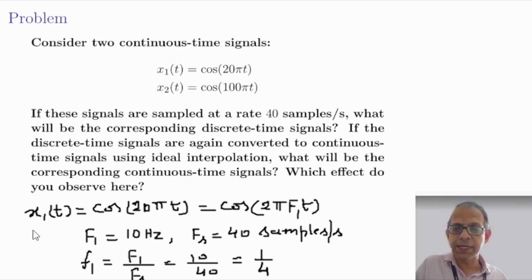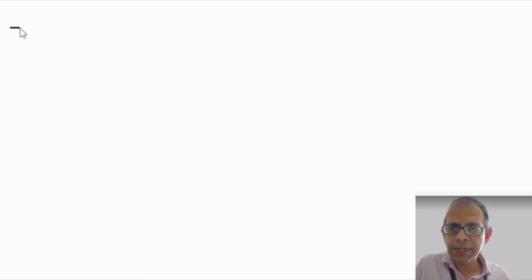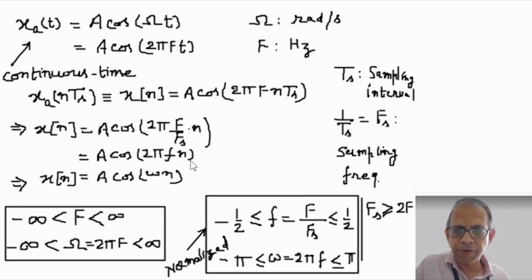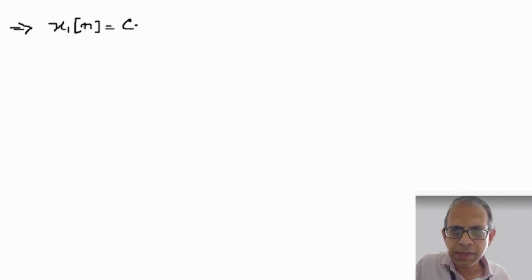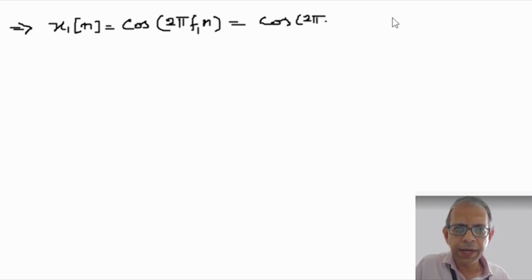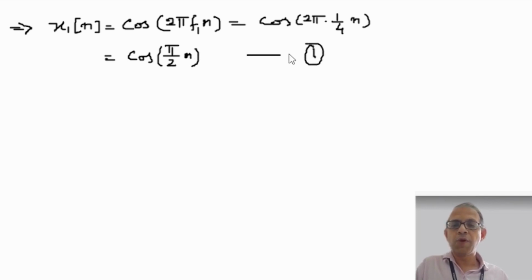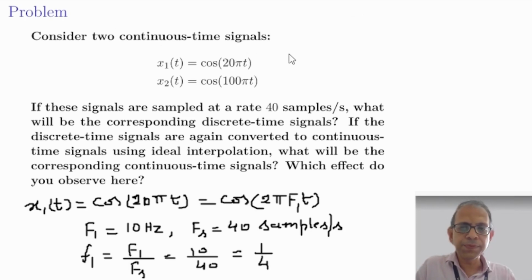So the corresponding discrete time signal x1[n] would be, as we just saw, of the form a cos 2 pi f n. So it takes the form cos 2 pi f1 n, and f1 is 1 by 4. So cos 2 pi into 1 by 4 n, that is equal to cos pi by 2 n. So this is the corresponding discrete time signal that we obtain when we sample x1(t) equal to cos 20 pi t at a sampling rate of 40 samples per second.